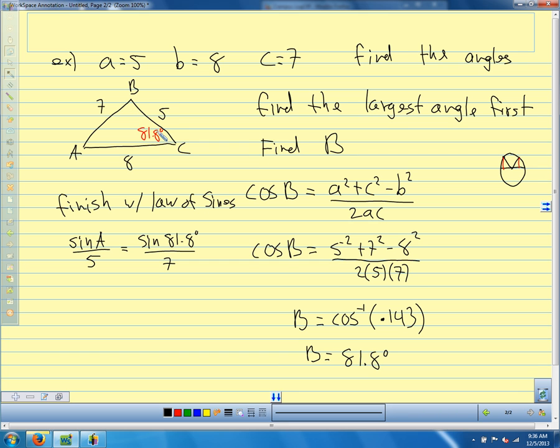Did I put my angle in the wrong place? Yes. 81.8. And then I wrote this sine A, sine 81.8 over 8. There we go.